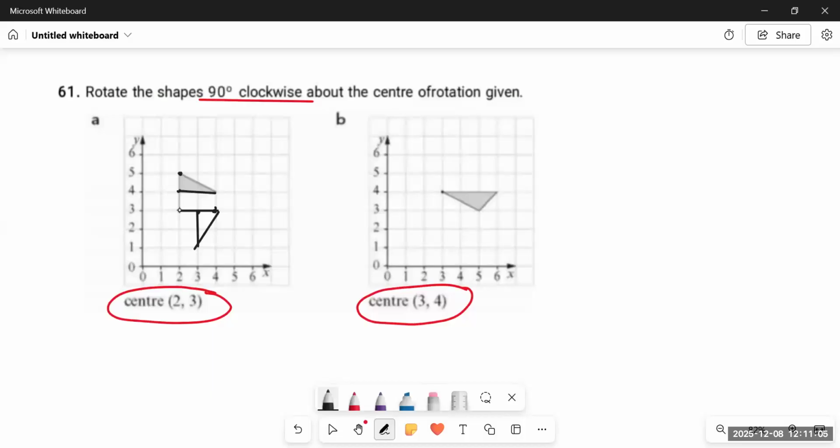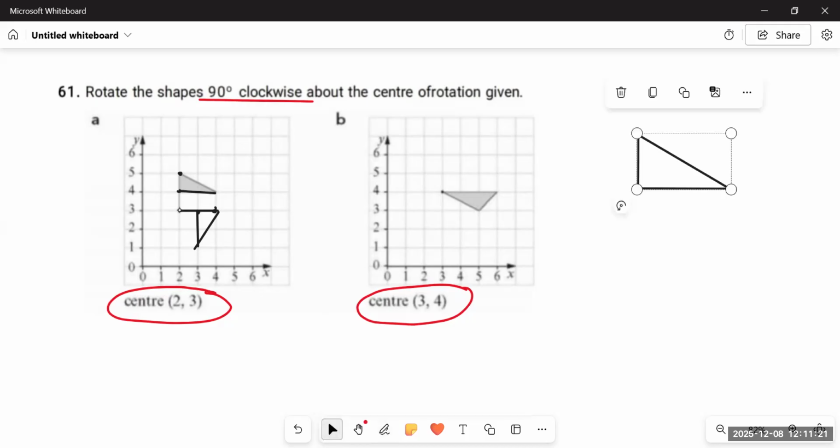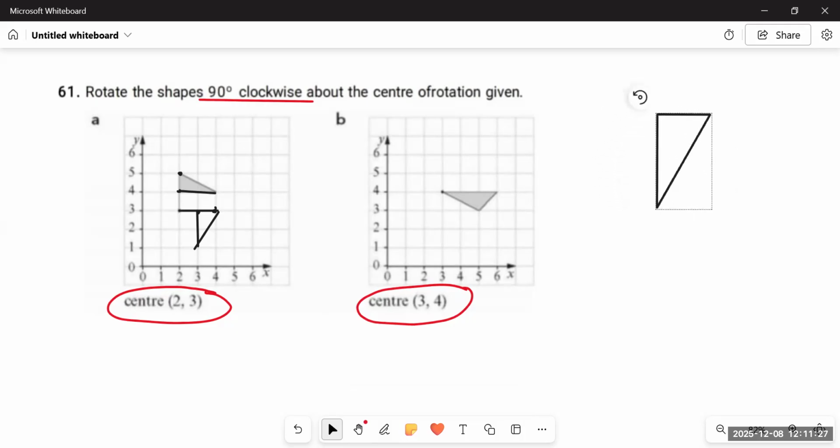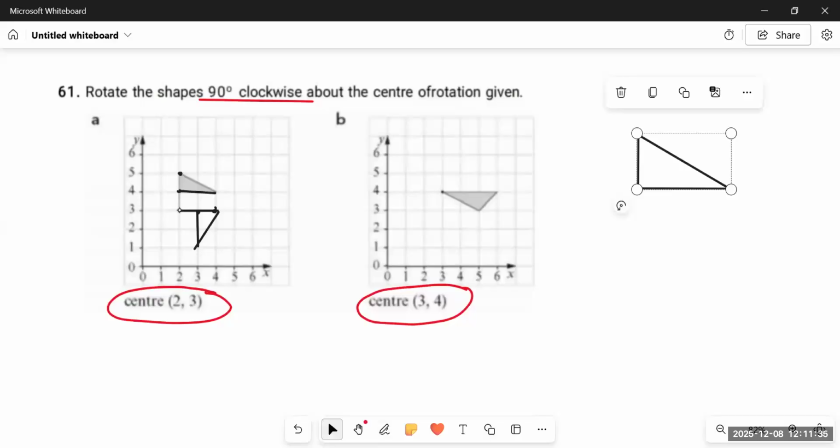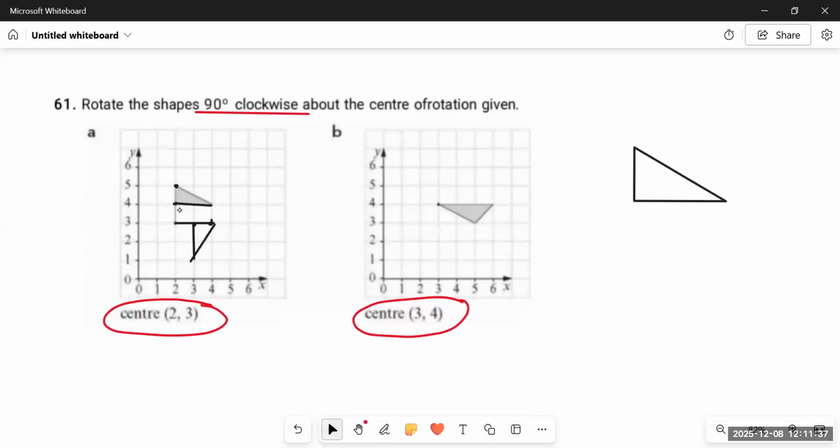Okay, students? If the center had been here, then how do we rotate the shape? Let me show you. This is the triangle, okay? When we rotate it, it looks like this. 1, 2, 3, and 4. But it's on its origin. And since the center over here is different from the given figure, we have to rotate it on this center. Okay?